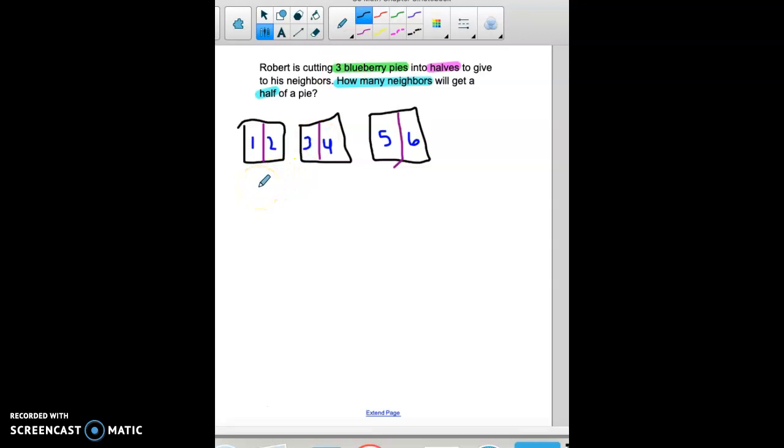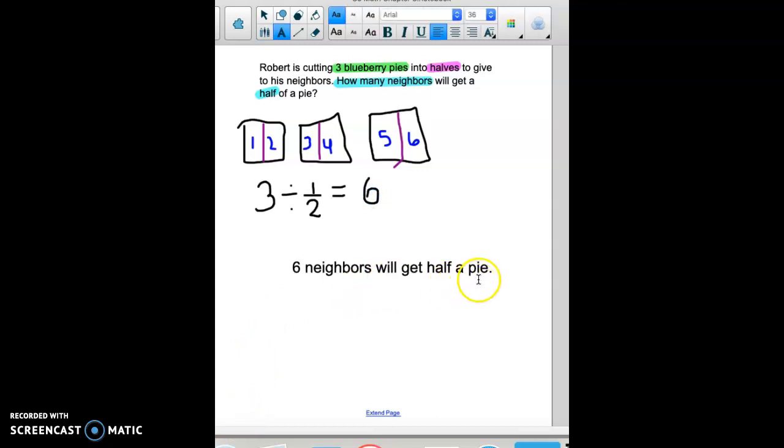Well, we know the total is 3, or the amount that he has is 3, and that number always comes first. We know that it's division because you're starting with the total and you're cutting it into pieces, and he's dividing it by a half. And the total is the amount of pieces that Robert has. 6 neighbors will get half a pie.